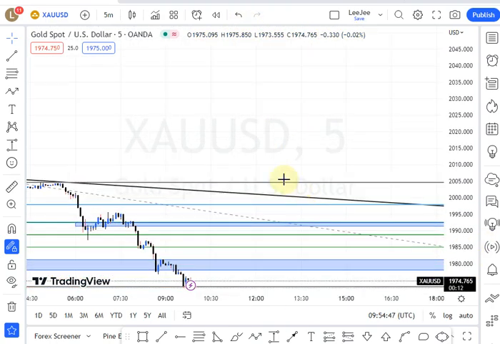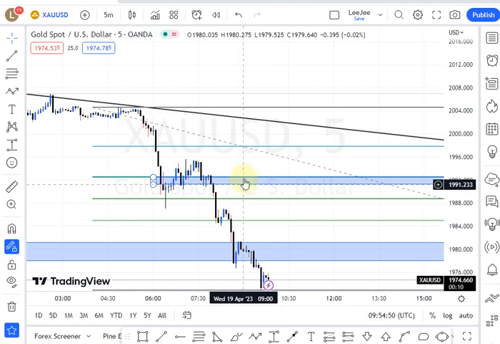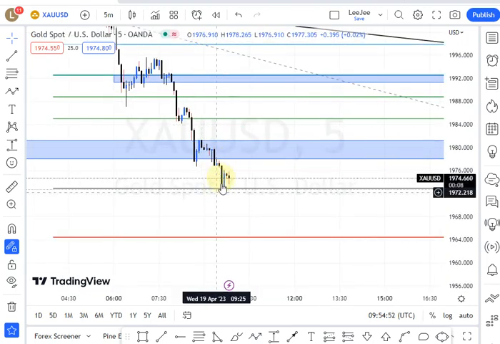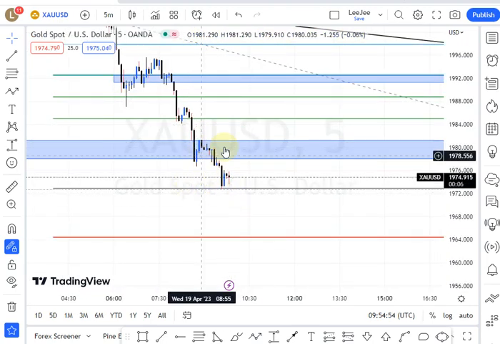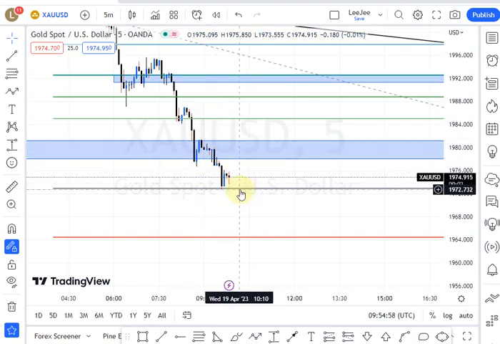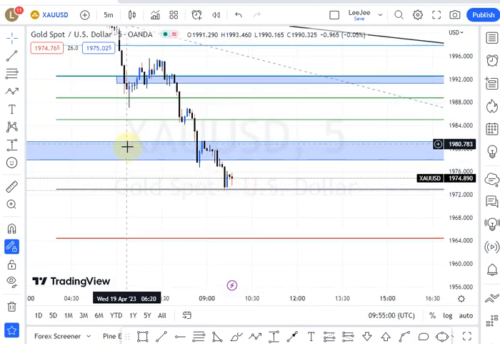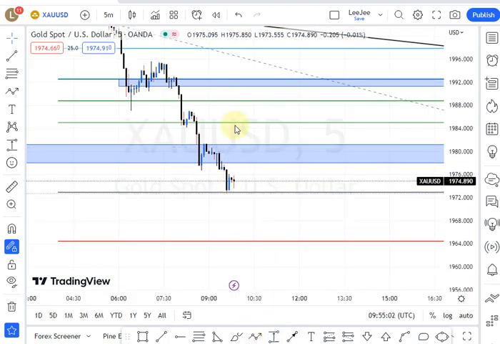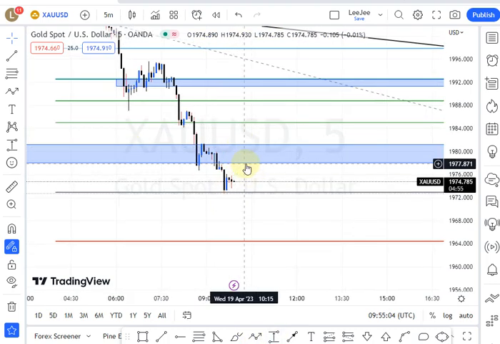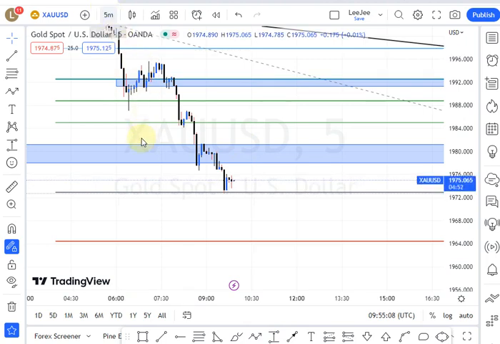You can see now price has started rejecting that zone. There's this exhaustion. Like I said before, this support that has been broken might have been a false breakout. So there's no way that price just breaks over here and then... okay, now price has broken that support, let's continue selling.